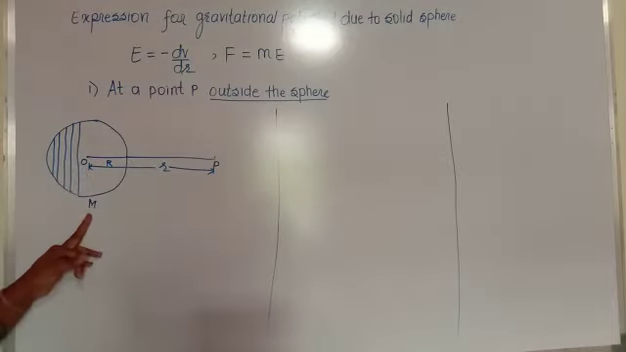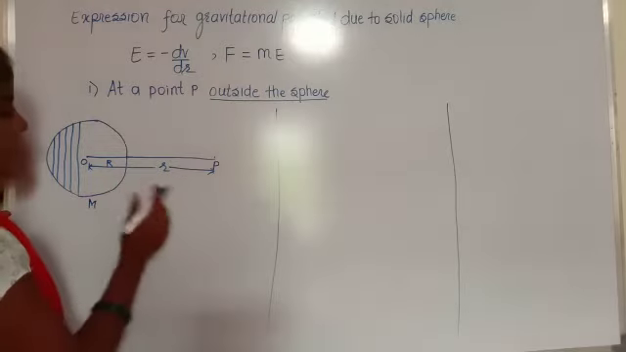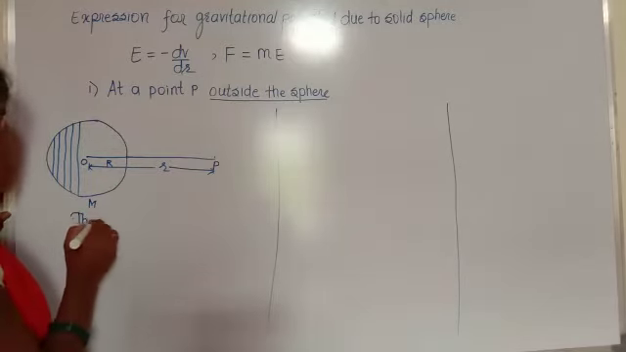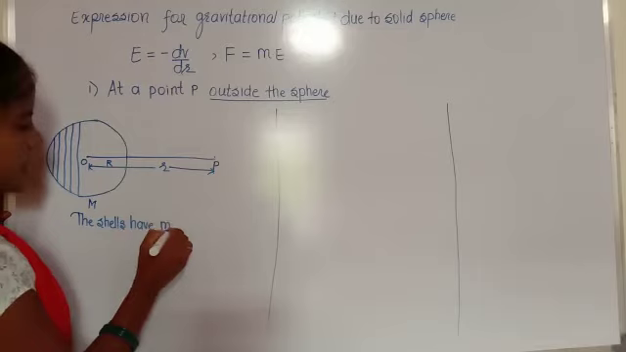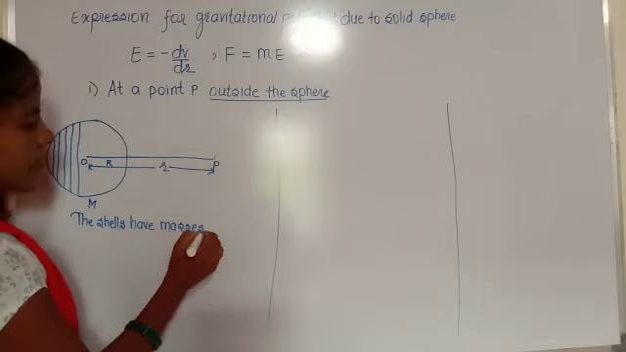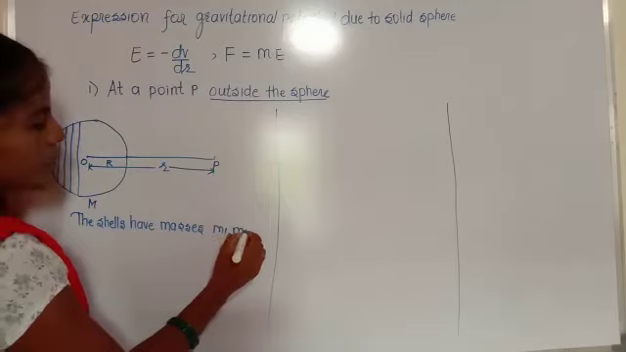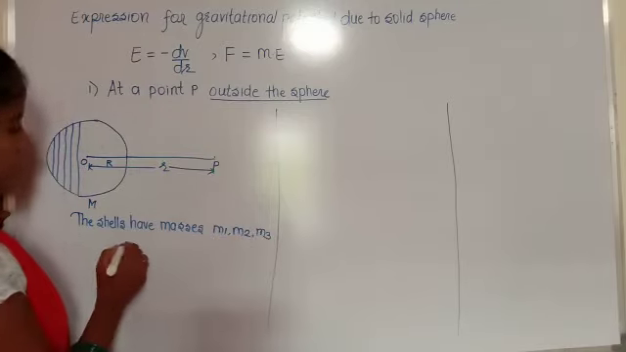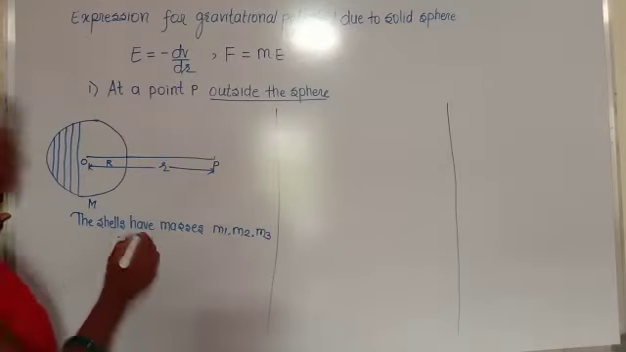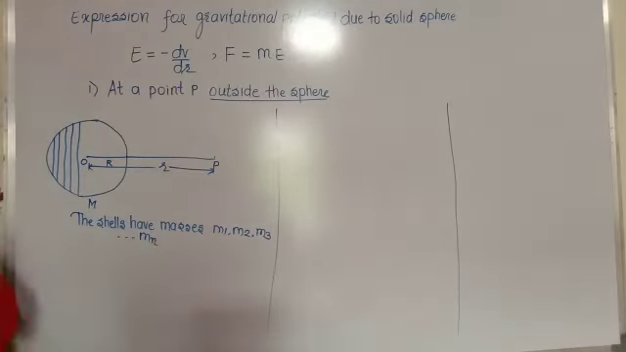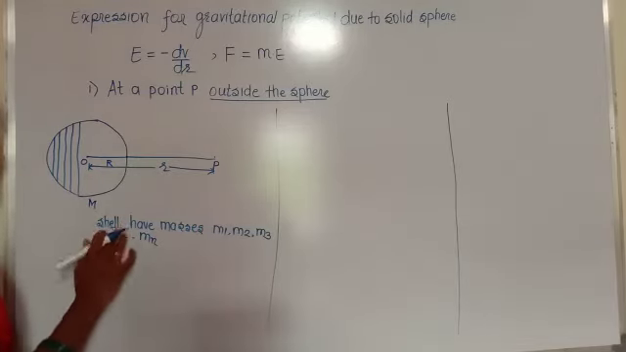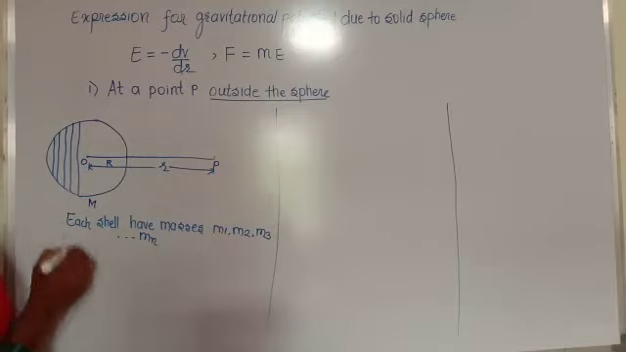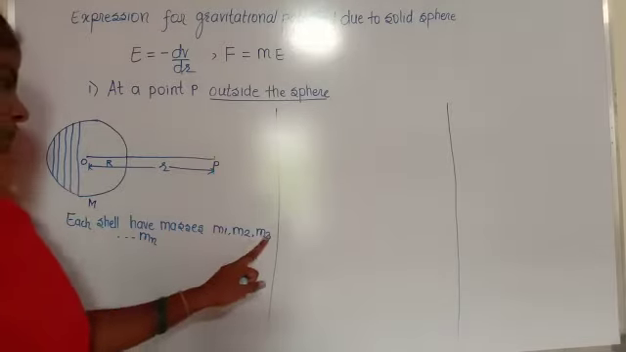Okay. So therefore, this total mass of the solid sphere is equally divided. Let the sphere's shells have masses. So each shell has the masses m1, m2, m3, and if there are n number of shells divided, then the last mass is mn. So each shell has masses m1, m2, m3.